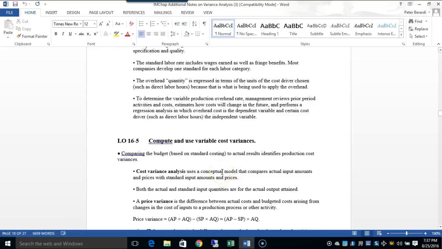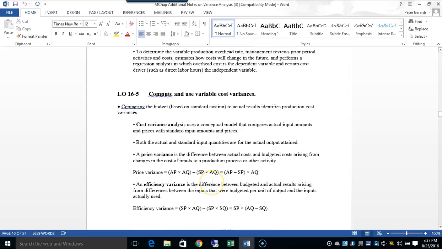The difference between flexible and a static budget is a sales activity variance. The price variance is a simple formula. Actual price times actual quantity minus standard price times actual quantity equals actual price minus standard price times actual quantity. Therefore, just ignore everything to the left of the equal sign. The formula is really actual price minus standard price times actual quantity.